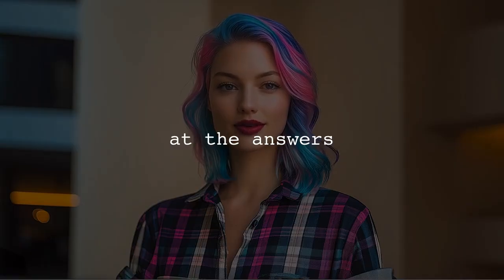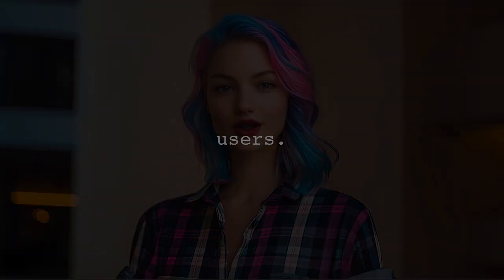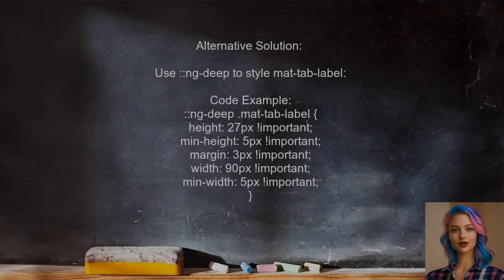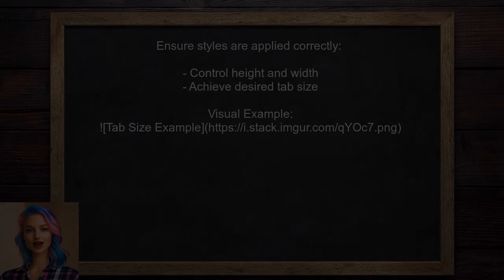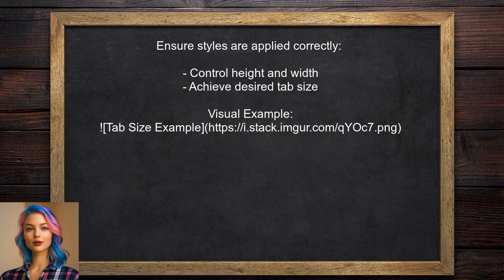Now let's look at the answers provided by other users. An alternative approach to control the size of Angular material tabs is to use the ngDeep selector in your CSS. This allows you to set specific height and width properties for the tab labels. This method ensures that your styles are applied correctly, allowing you to achieve the desired tab size.